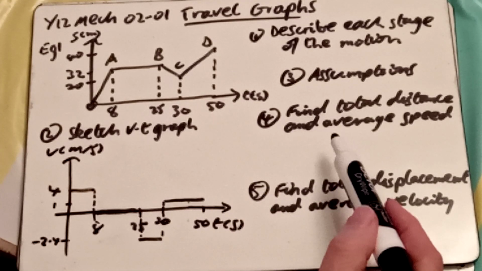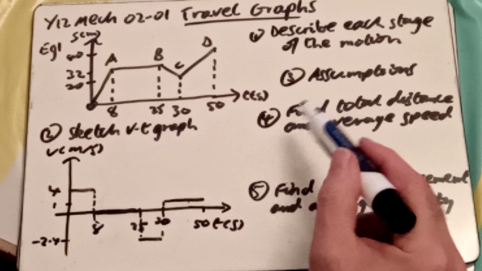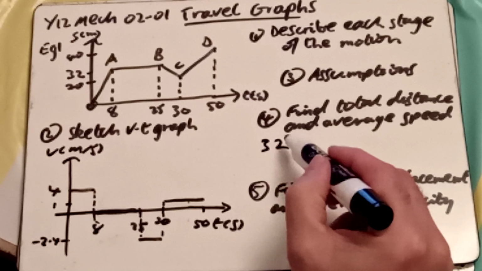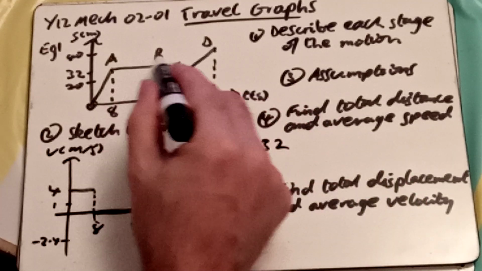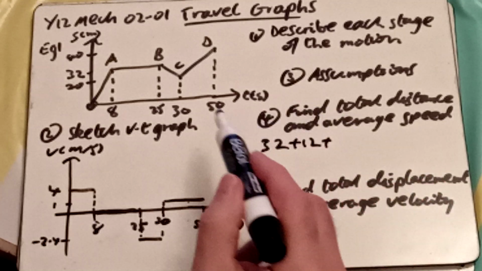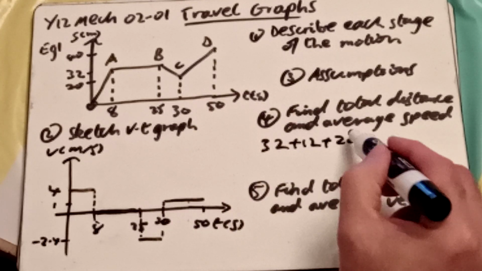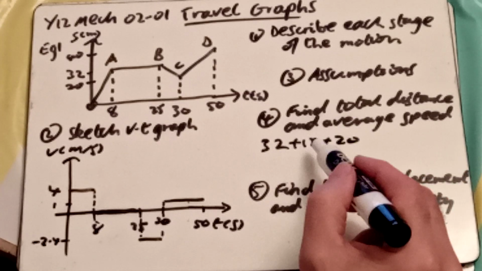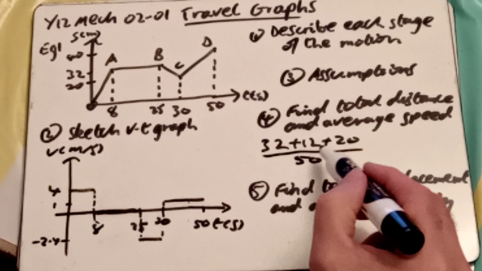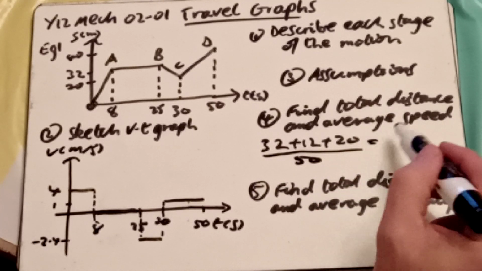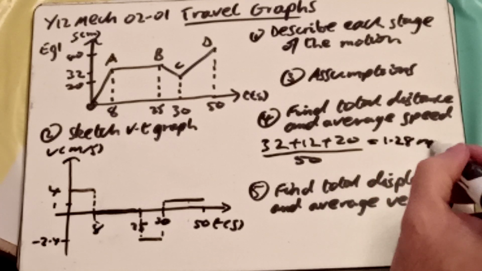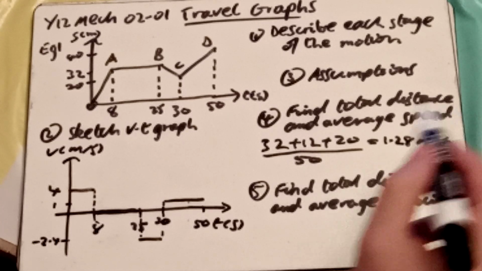So, total distance covered, and then the average speed. The total distance covered is, it moves 32 metres away, then at rest, B to C moves 12 metres back, and then C to D moves another 20 away. So 64 metres is my total distance, and the average speed then is that divided by 50. 64 over 50 is 1.28 metres per second. That's my average speed.